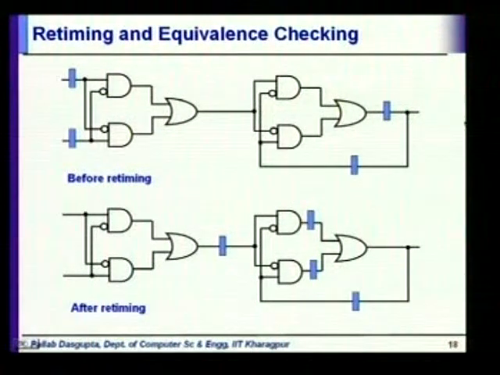I will just talk about one more problem in equivalence checking before we go into the sequential equivalence checking for combinational sequential circuits. This is the problem of retiming. Okay. Now, what is retiming? So, look at this circuit. These blue things are the registers. Okay. This is combinational logic between them.